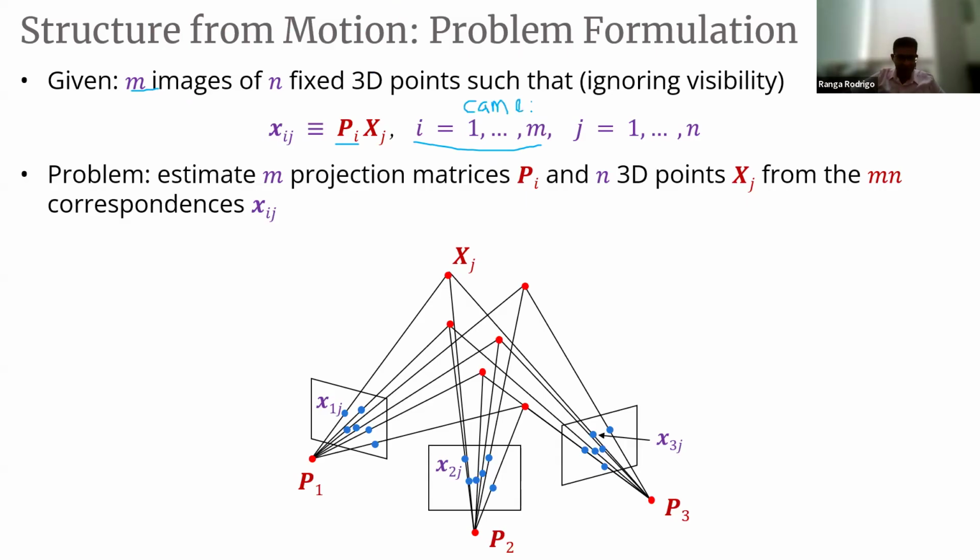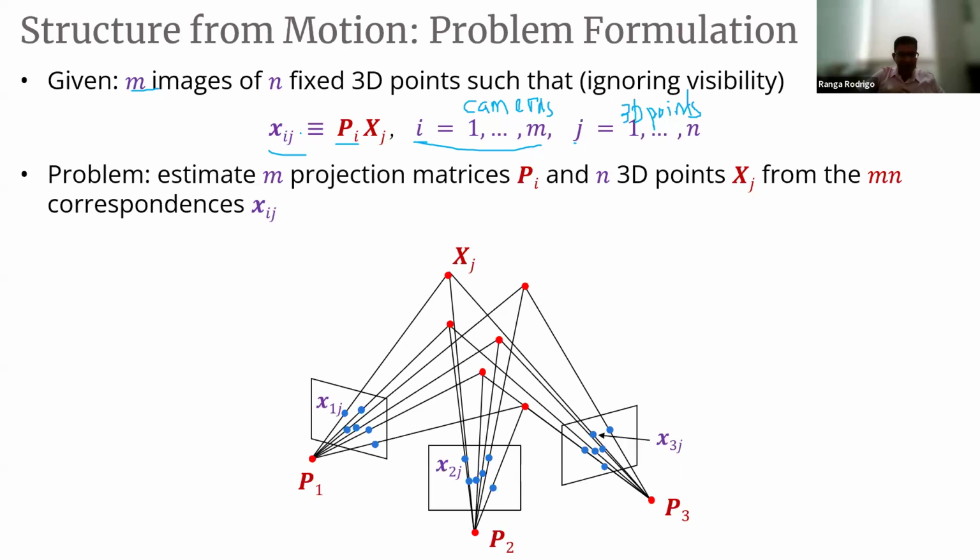Cameras. And n 3D points. J stands for the jth 3D point. I stands for the ith camera. You can see this is the image of the jth point in the ith camera. Small xij is the image of the jth point in the ith camera.